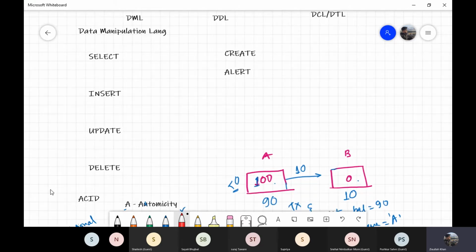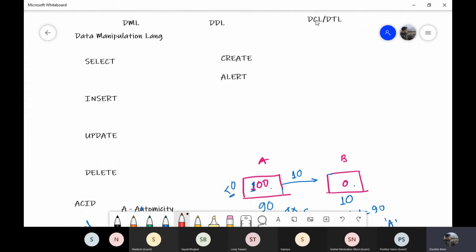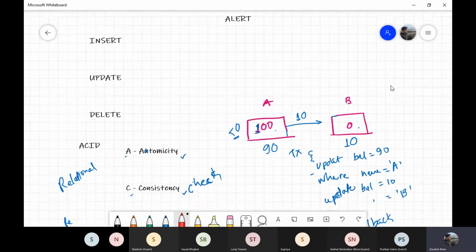We saw data manipulation language, which is SQL: select, insert, update, and delete. Then we saw DDL commands, which are the create and alter commands. There are other commands in the DCL category, like grant access and revoke access, dealing with permissions and things like that. And then there is transaction control language, where a transaction is about committing permanently to the database or rolling back when the transaction fails for any reason.